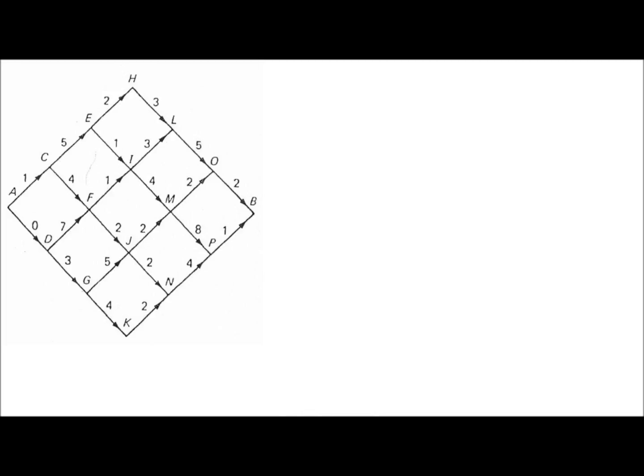Okay, now let's make it a little harder. What if I'm at O? What should I do? I should go down. And how much does it cost me to get to B using the optimal path from O? 2, which is in this case 2 plus 0, right? So I'm going to write a 2 here, which is this 2 plus that 0. Okay, and how about from P? I'm going to write a 1, which is this 1 plus that 0.